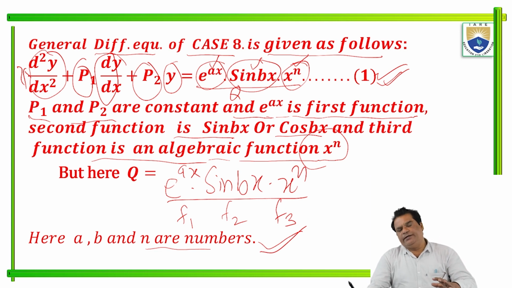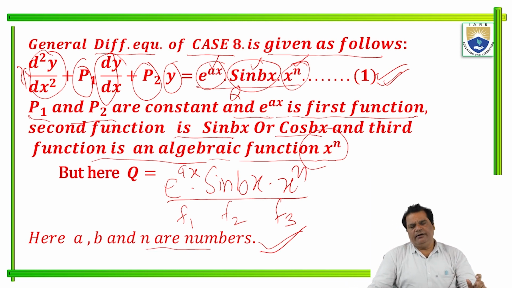So basically this is known as a general linear differential equation of second order with constant coefficient. On the right-hand side is Q. But in case 8, there are three functions involved in Q. All three functions are multiplied in Q. One function is exponential, the second is trigonometrical, and the third is algebraic.